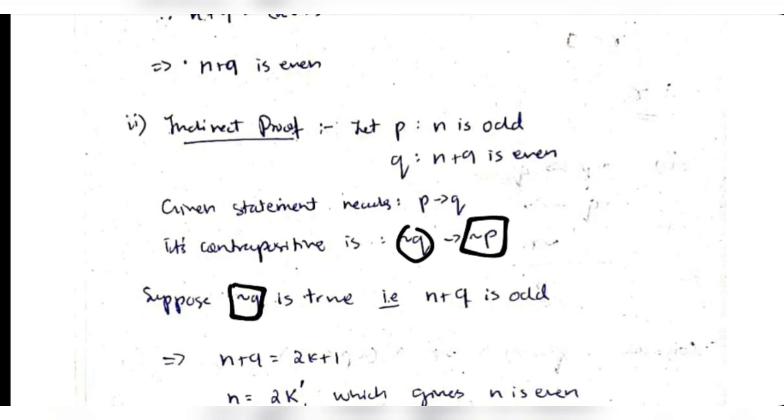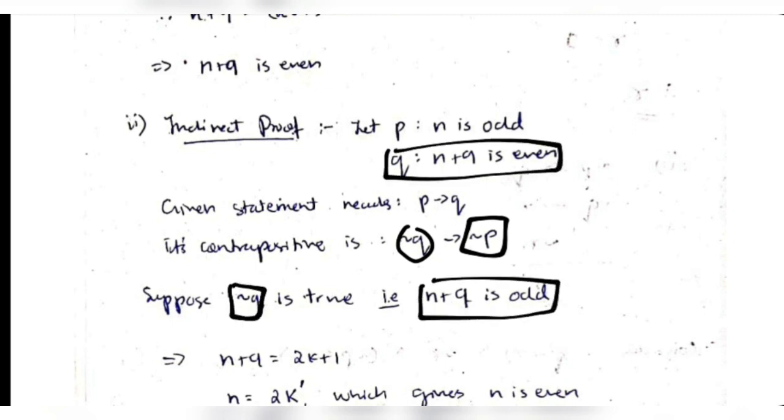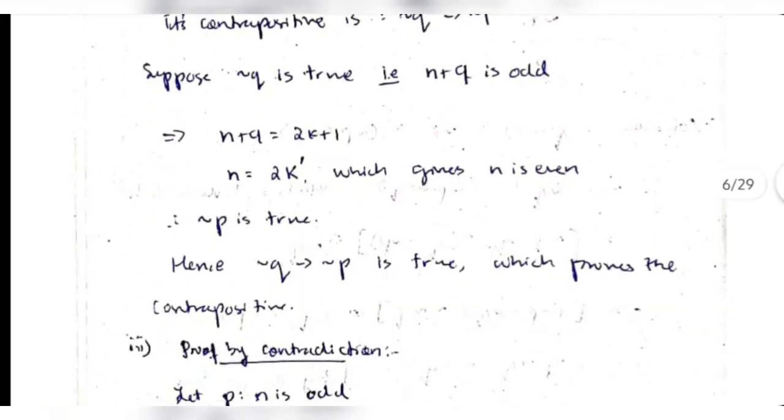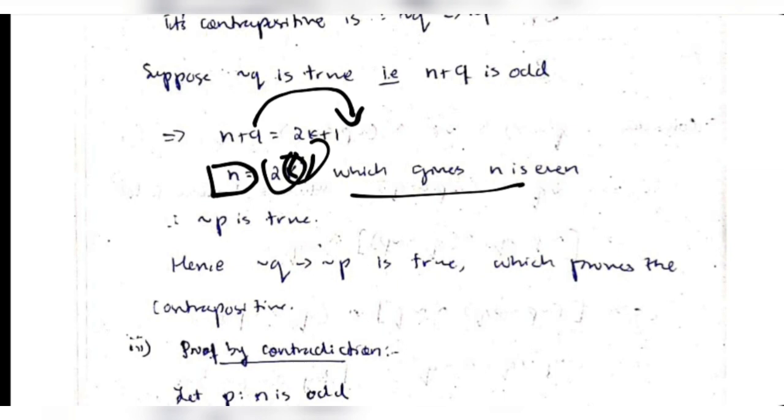So what is not q? Q is n plus 9 is even, so not q will be n plus 9 is odd. Then n plus 9 can be represented as 2k plus 1 since it's odd. Then n is equal to 2k dash. When we shift this 9 here, we'll get minus 9, which is 2k minus 8. So we can consider k minus 4 as k dash. So 2k dash, which gives that n is even.